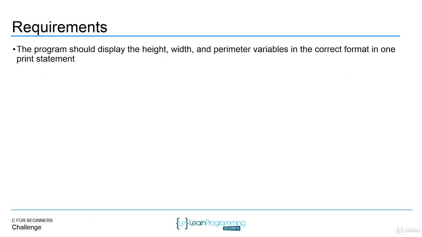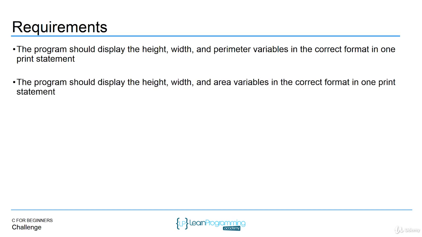As the output for this program, you're going to display the height, the width, and the perimeter variables in the correct format. The other thing you're going to learn through this challenge is how to use the printf function to display the value of variables. So you're going to need to understand format specifiers. You're going to need to understand the escape sequence \n, so you print out line feeds. The first display should be the perimeter. The second display should be the area with the height and the width as well.